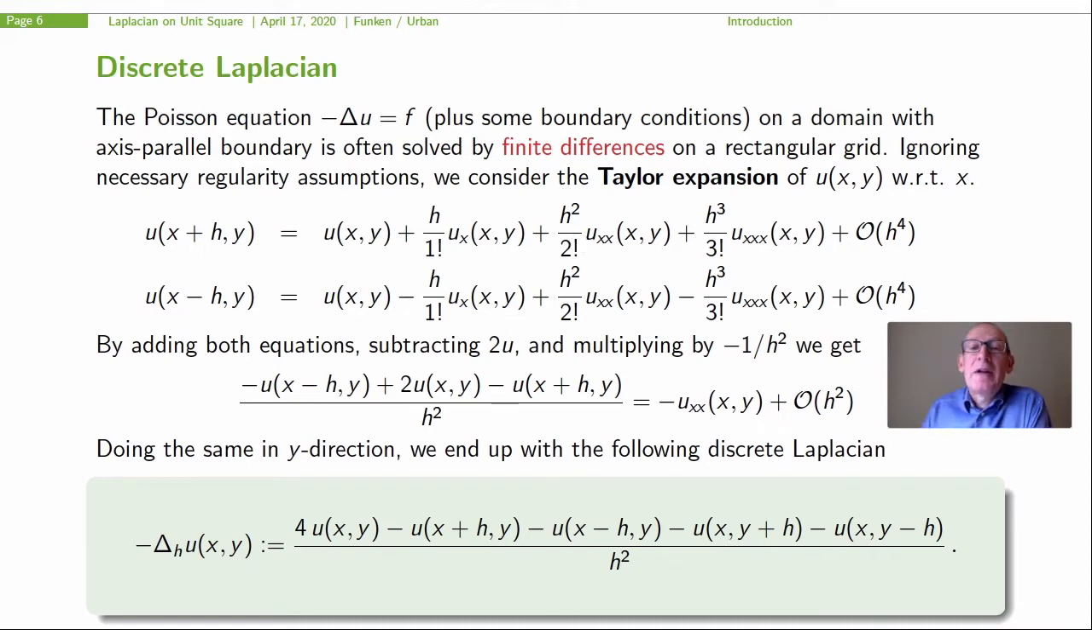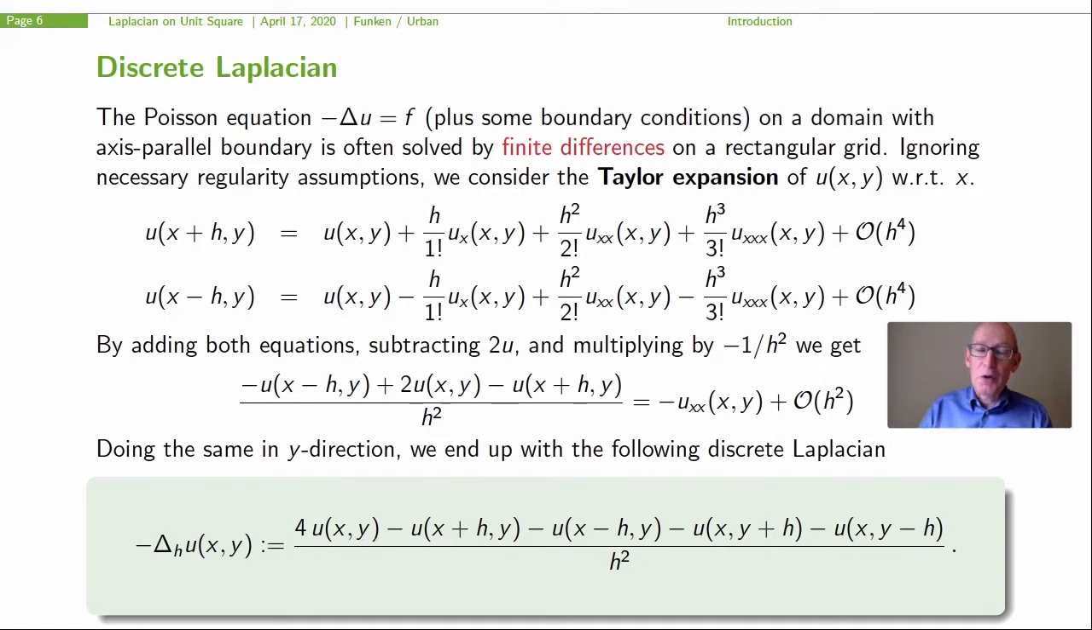Then we end up, due to the Taylor expansion of u with step size h, with this expression. This is an approximation of the negative of the second partial derivative with respect to x, and the error term is quadratic, h squared. If we have the same parameter h in the x and the y direction, we can approximate the Laplace operator by the discrete Laplacian, which is given here. And the error is quadratic.